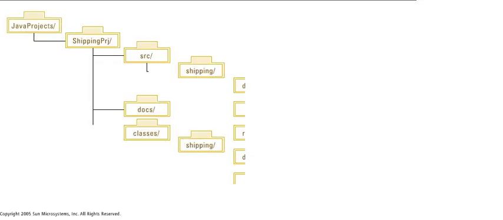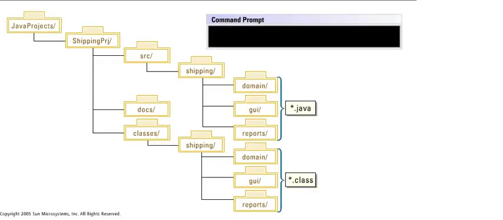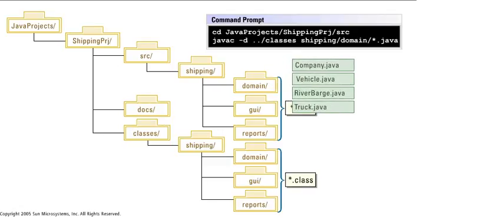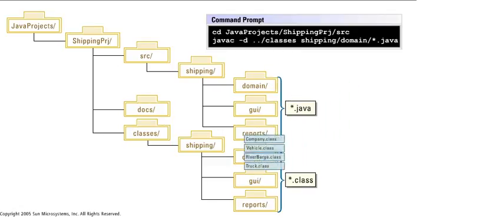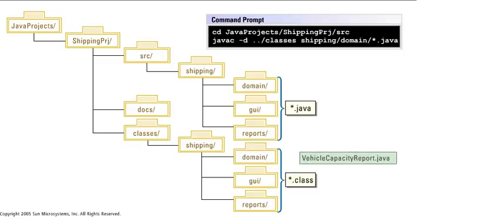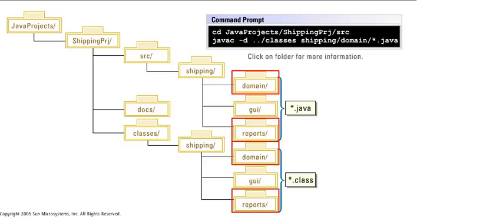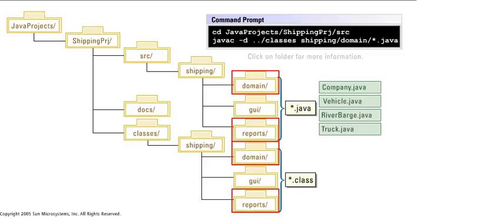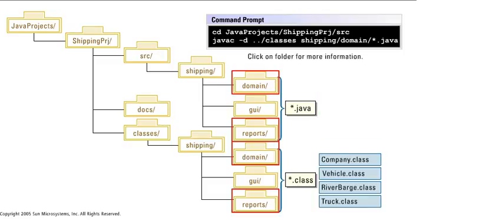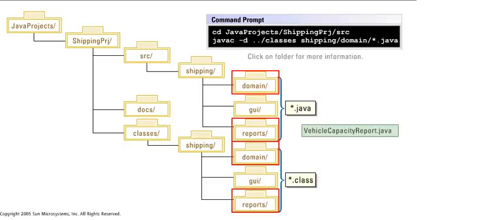Let's take a look at an example of how you may want to lay out your source code and compile it to the correct directory structure for your packages. So here we have a directory called Java Projects. In that Java Projects directory we have a shipping project directory, and inside there we have a source directory. This is where our source code, or in other words, the .java files will be placed.